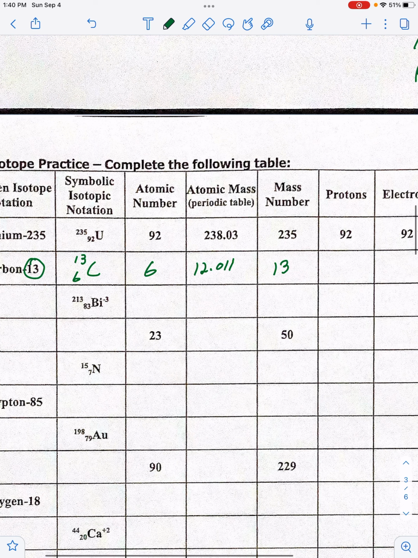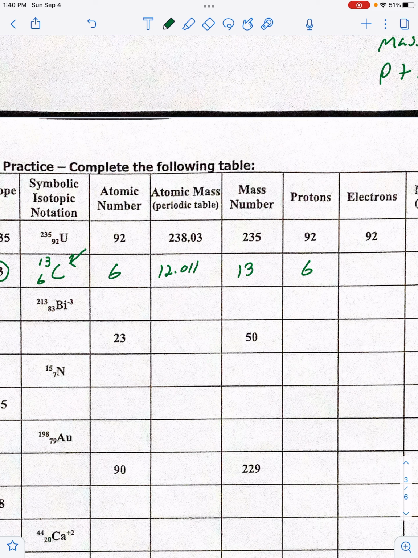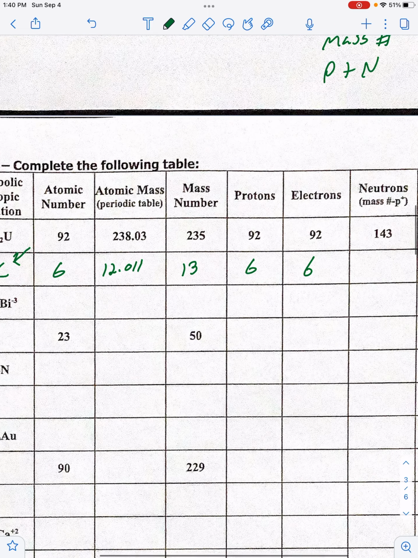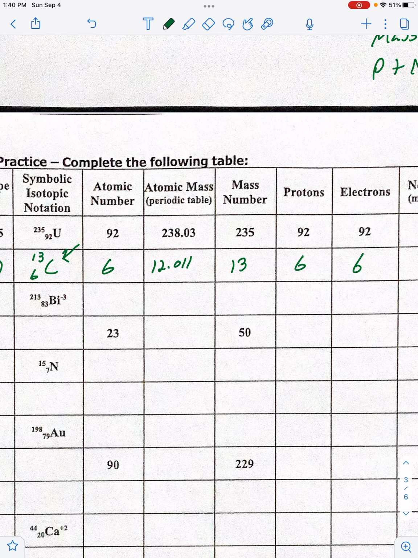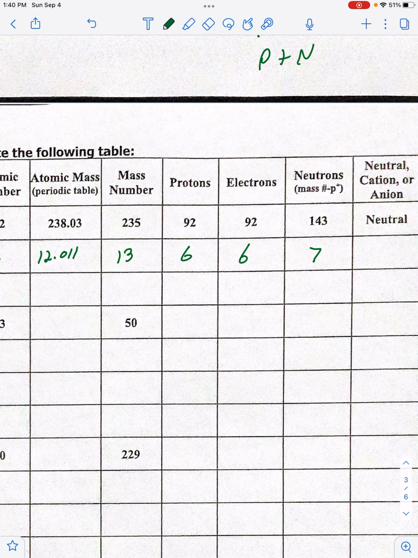My protons is equal to my atomic number, which is 6. Now, if I do not see a charge anywhere, do I see a charge on there? No, I do not. So protons and electrons are going to be the same, 6 and 6. To find neutrons, it is just my top number minus my bottom number. So 13 minus 6 gives me 7 neutrons. Then I see, is this neutral, a cation or anion? Since I didn't have a charge, this is neutral.